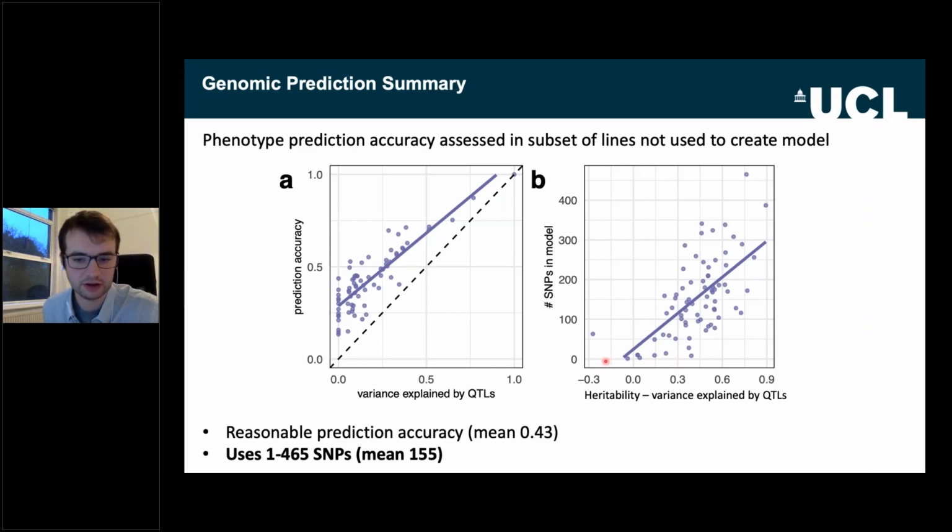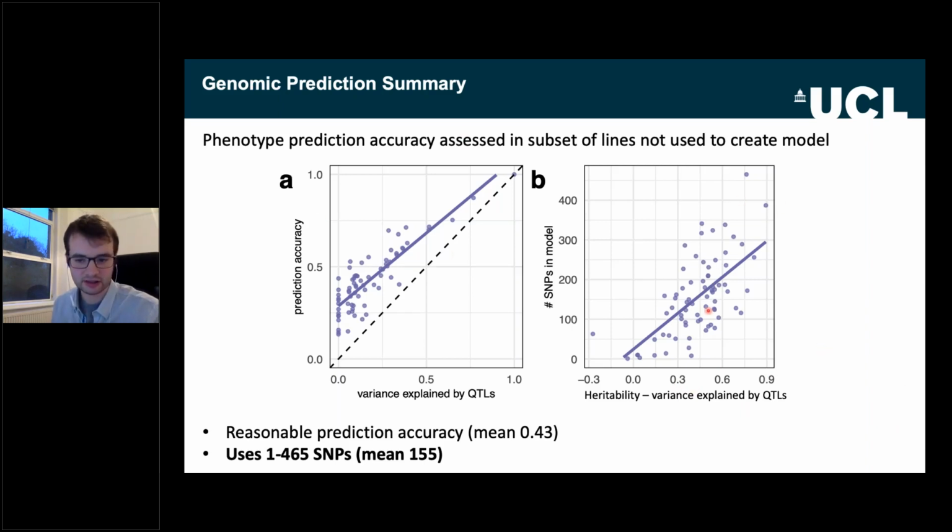This next panel is showing the number of SNPs in the lasso prediction model against the estimated fraction of heritable variation that can't be accounted for by a small number of large effect QTLs. So it's kind of unexplained heritable variation. And a higher number of SNPs doesn't necessarily mean higher accuracy.